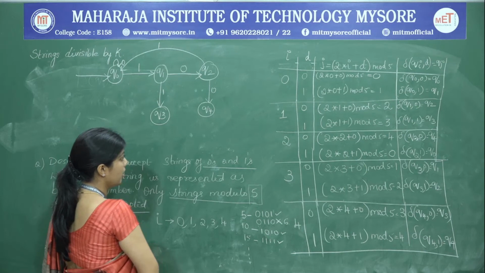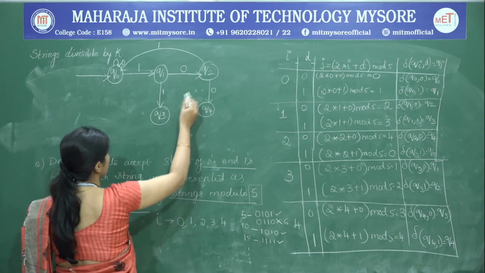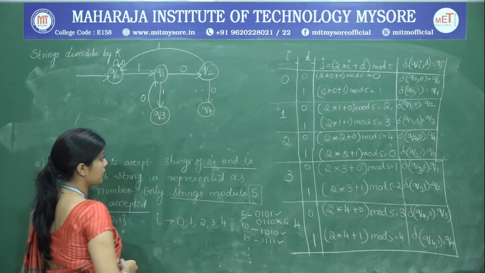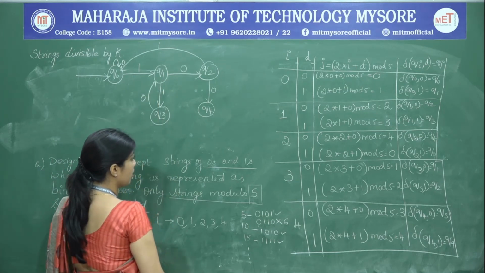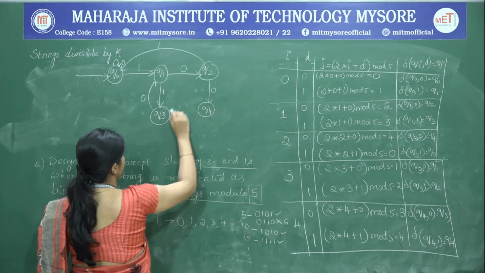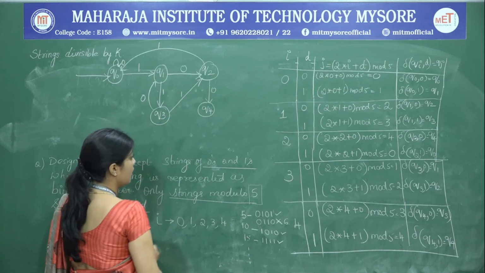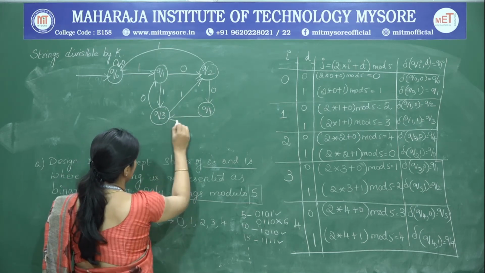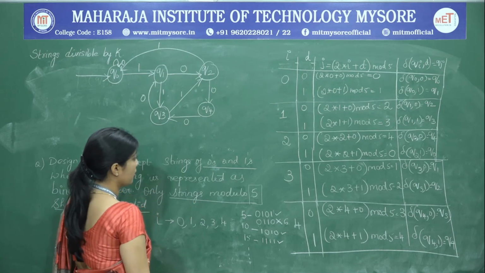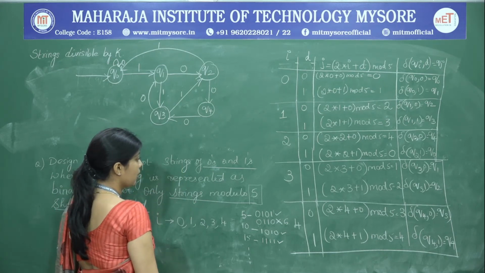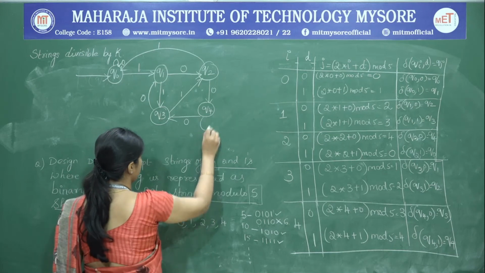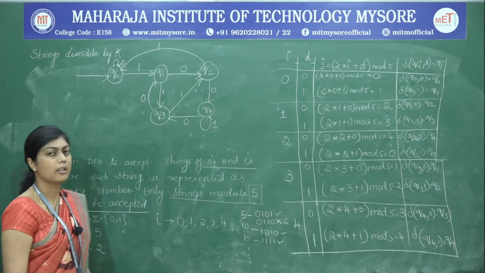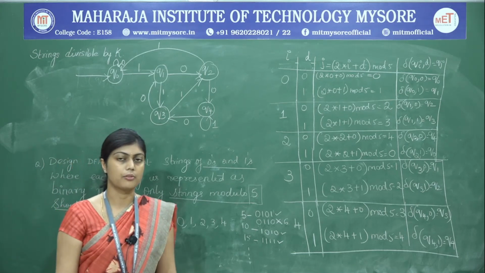Next we have Q3 on 0 goes to Q1, so we are going to add a transition on 0. Next, Q3 on 1 goes to Q2. Next we have Q4 on 0 goes to Q3, so we put an outgoing arrow to Q3. Next, Q4 on 1 goes to Q4. So this is how we complete and derive the transition diagram for the DFA.